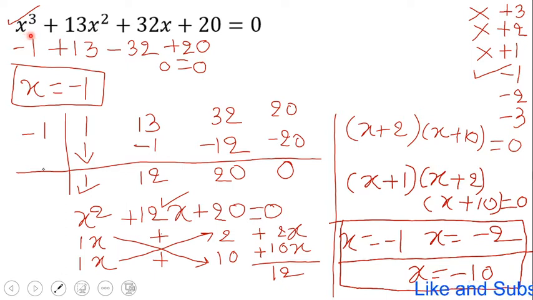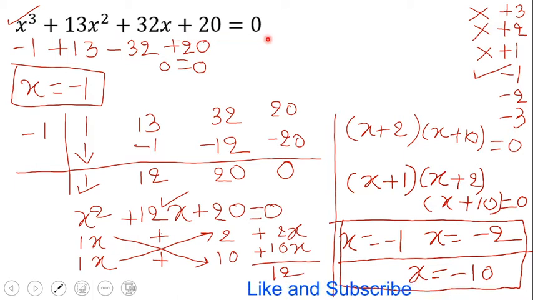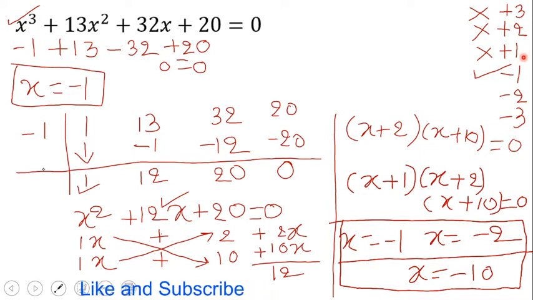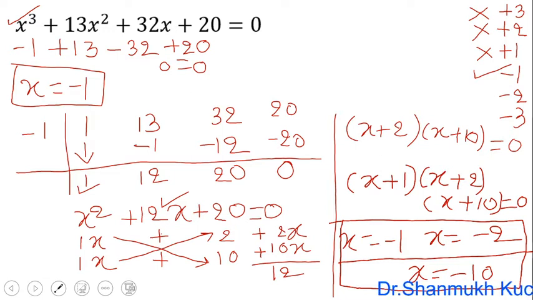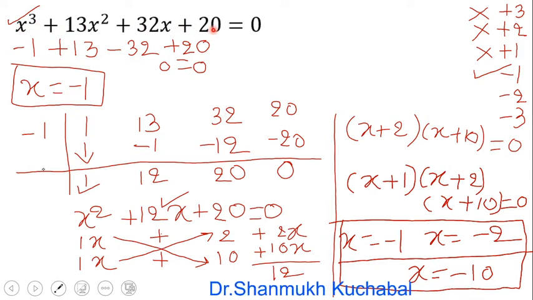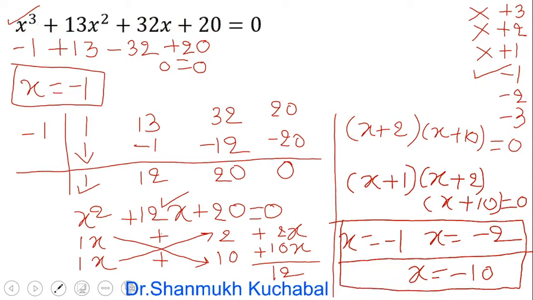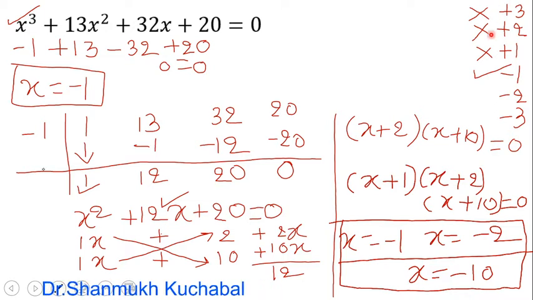The given equation is x cube plus 13x square plus 32x plus 20 equal to 0. Further, we have to try x equal to plus 1, minus 1, 2, minus 2. Usually among these 4 we get one solution. Look here: with a simple analogy, all the coefficients are positive. Therefore don't search in the positive values, ignore plus 1, plus 2, plus 3. Try with a negative number, minus 1.